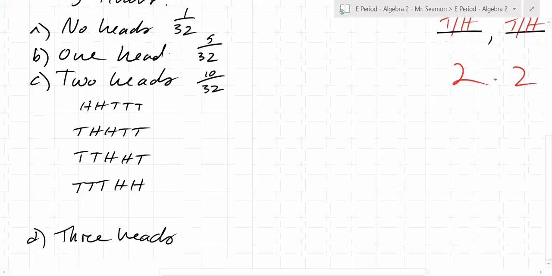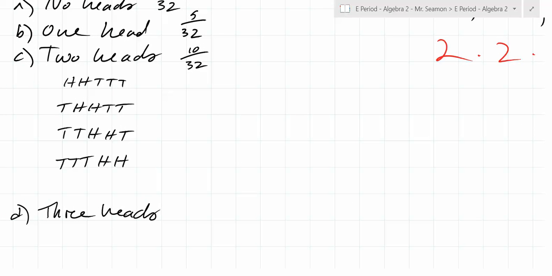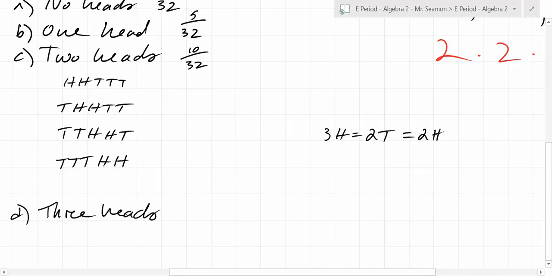10 over 32. Why is it 10 over 32? Because getting 3 heads is the same thing as getting 2 tails. Yeah, exactly. And 2 tails is the same thing as 2 heads. It doesn't really matter heads or tails. So 3 heads is the same thing as 2 heads, so it's going to be 10 out of 32. So let's keep on doing this.